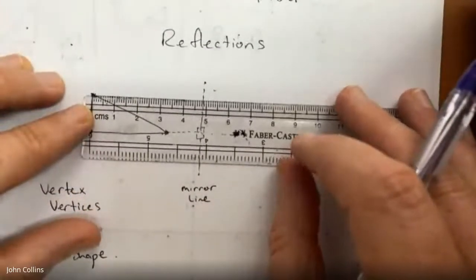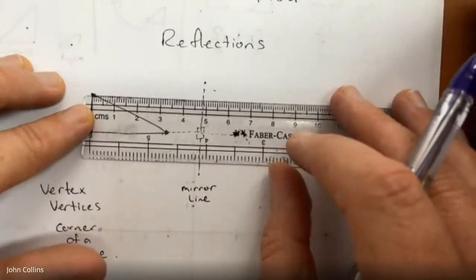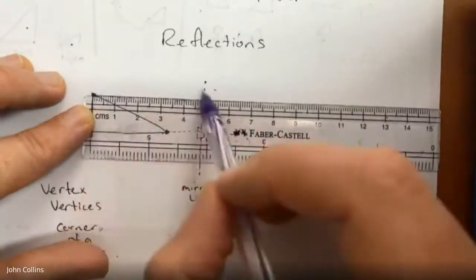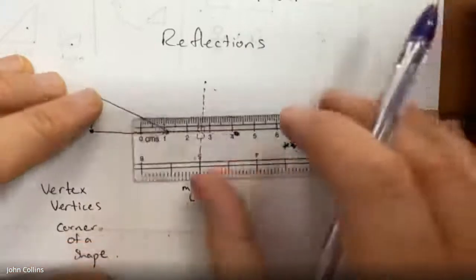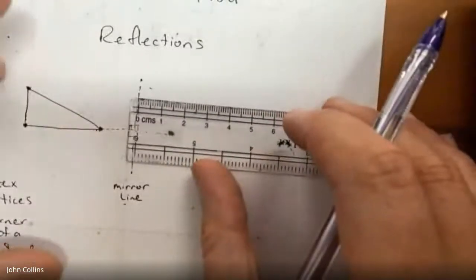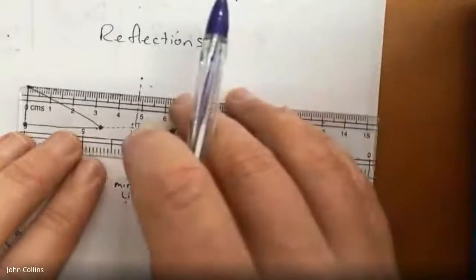So this one is about 4.9 centimeters away. I'm looking at this top vertex here. It has to be the same distance the other side. So I'll put it the same distance the other side and try and keep a straight line going. So let's do that.